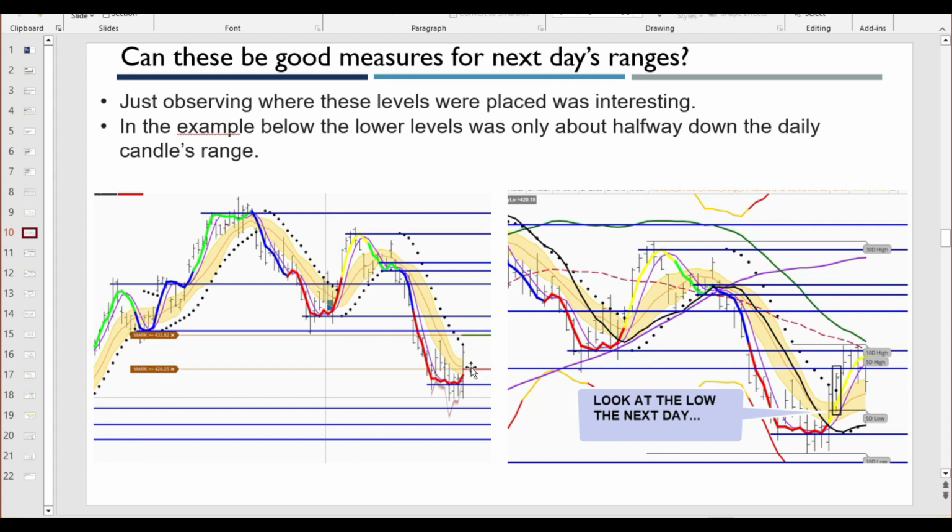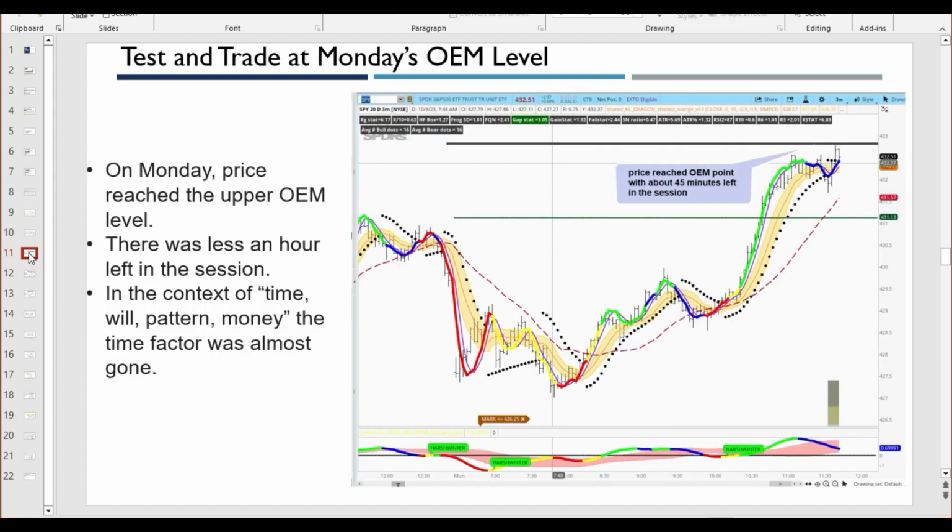So then you see the OEM level, as opposed to being at the bottom here at the low of day, which is a support point we would normally look at, the OEM level is about midway through the bar, making that an interesting new possible support level. And sure enough, next day, if you look at the low of the next day, it was almost right on to where that OEM level was. And it's just another insight of how we can start to see these levels as important support and resistance.